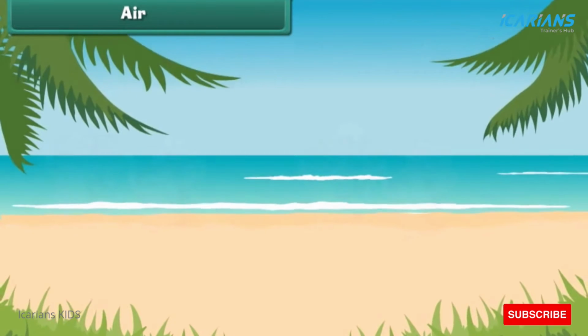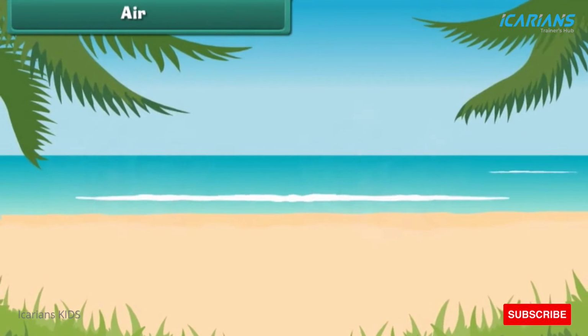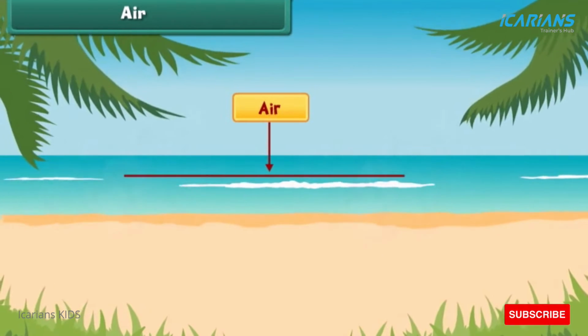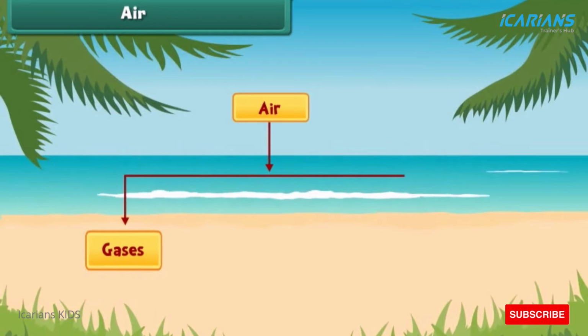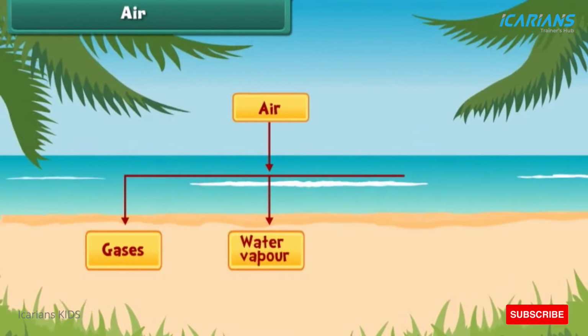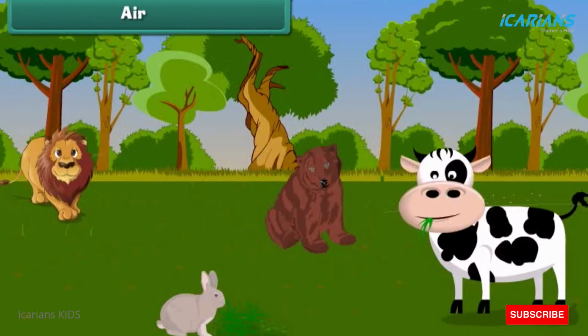At first, let's talk about air. Air, as we know, is present around us everywhere. It contains gases, water particles, which are also called water vapors, and dust particles. Animals and plants breathe air to live.